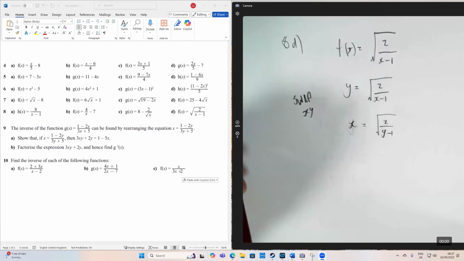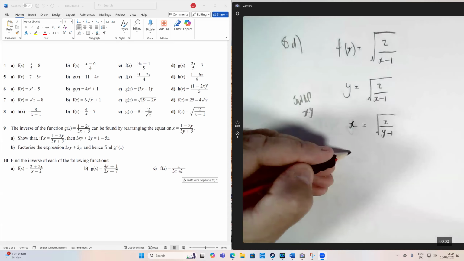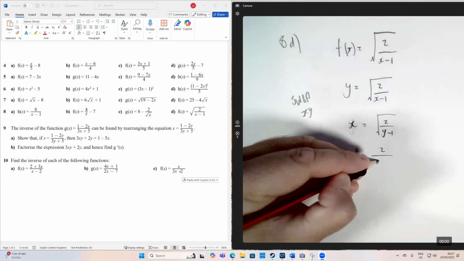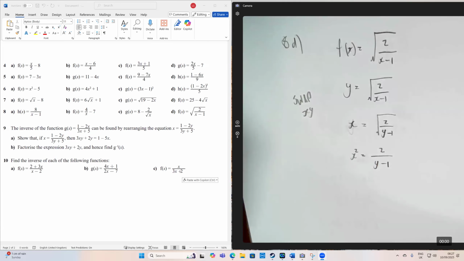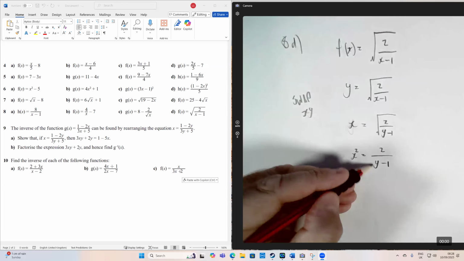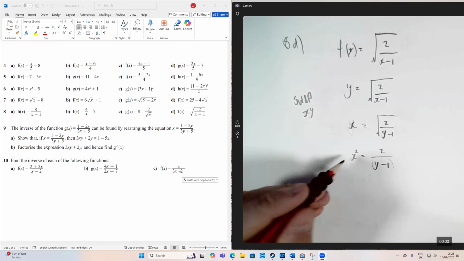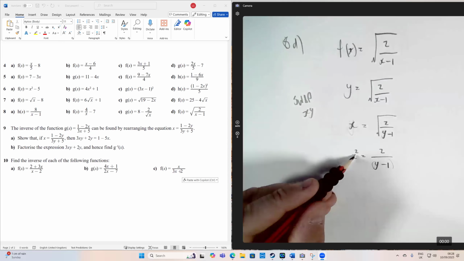So now I'm going to try and make y the subject here. Square both sides to start off with. So x squared is equal to 2 over y minus 1. I'm now going to times both sides, this can cause confusion sometimes, by y minus 1, and I'm then going to divide by the x squared.